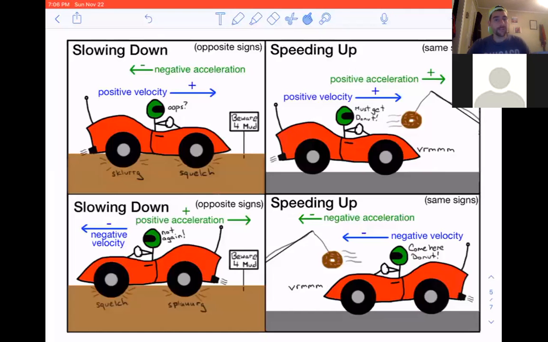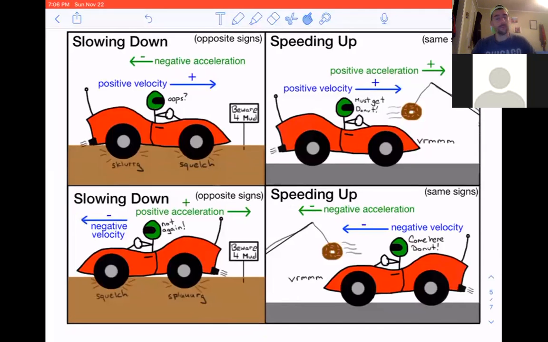This graphic would be great to take a screenshot of. It'll come up more in unit 4. I'm not going to explain it now, but it'd be a great thing to pause and look at and just ponder how these situations are demonstrating slowing down and speeding up. It'd be cool, and they're funny.